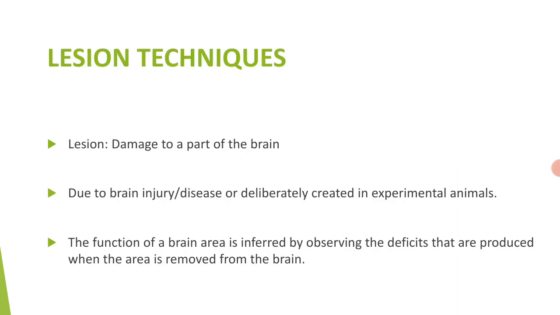Now let's move to the lesion techniques. What are lesion techniques? Lesion means damage to a part of the brain, and this can happen due to a brain injury or a disease, and sometimes these are deliberately created in experimental animals in order to study the effect of that particular lesion on the behavior of the animal. And the function of a brain area is inferred by observing the deficits that are produced when the area is removed from the brain. So this is all about the lesion techniques.